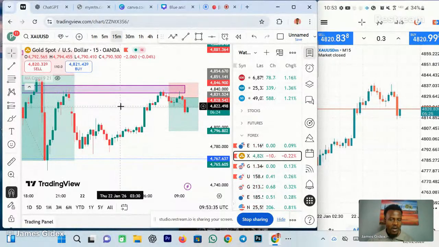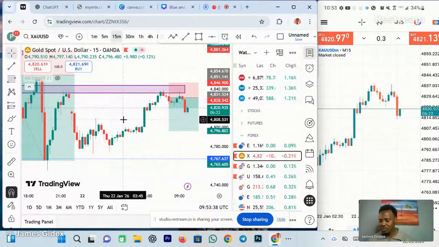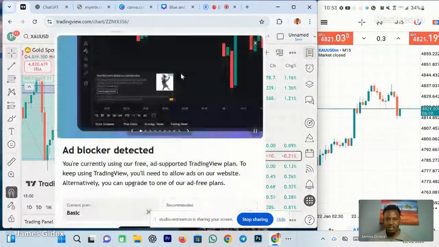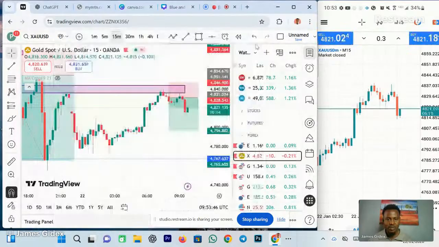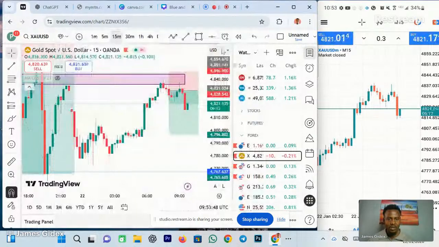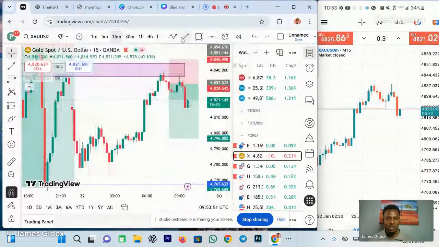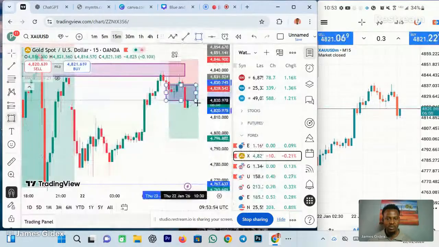As you can see right here, this market is at this level. The market is retesting this level, and this is fine. It's basically retesting this level to keep pushing down. This particular level right here is respecting this level.